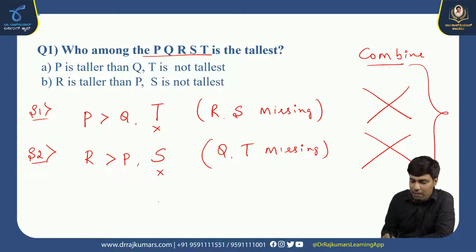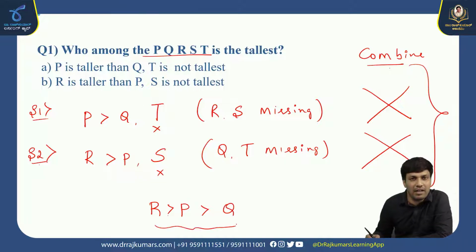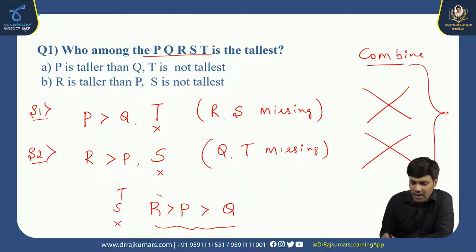On combining the above statements, we have R is greater than P, P is greater than Q, but they have clearly told that T and S do not come in the first position. Here we are not supposed to write T and S. As per our problem, we need the tallest person. From this we have got that R is in the first position, who is the tallest in the order. So we have got the answer as R.